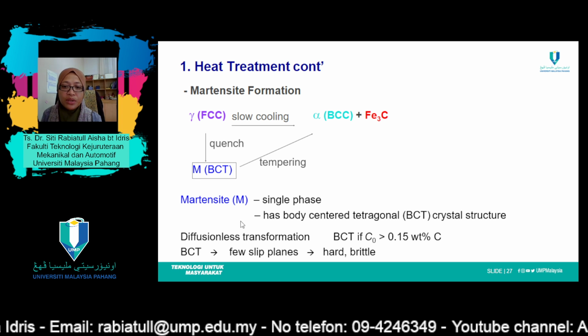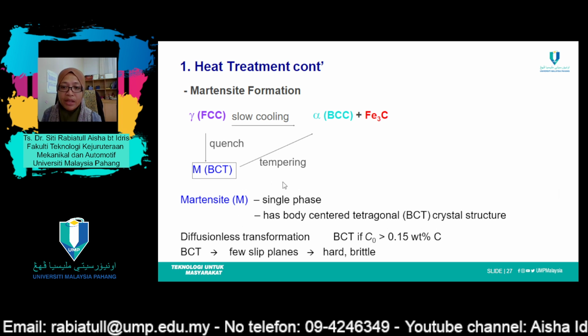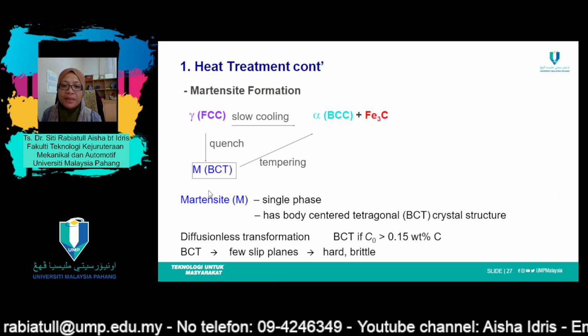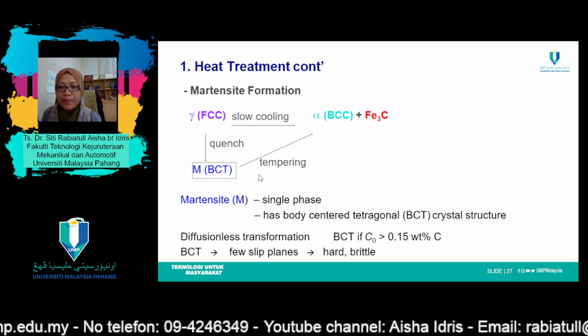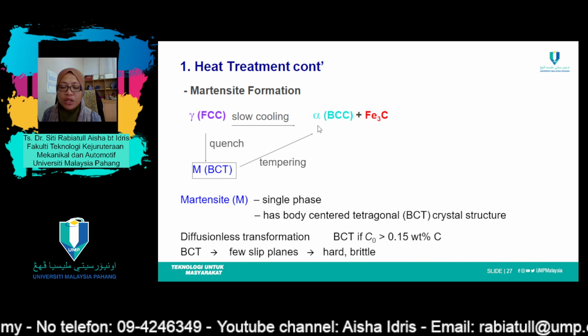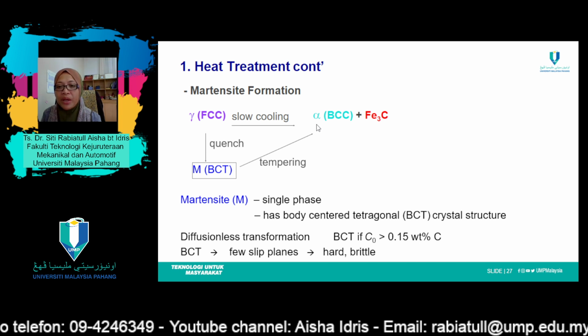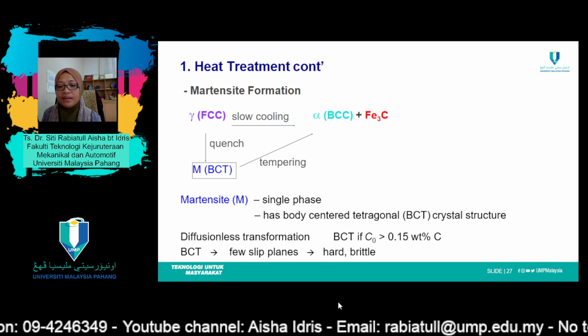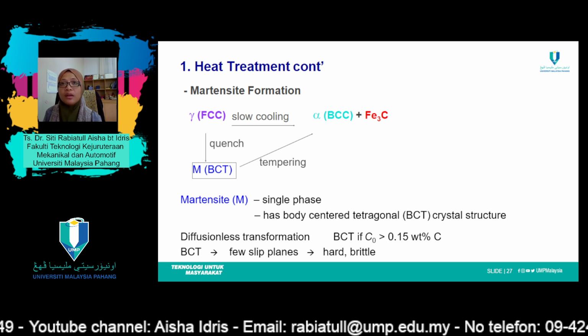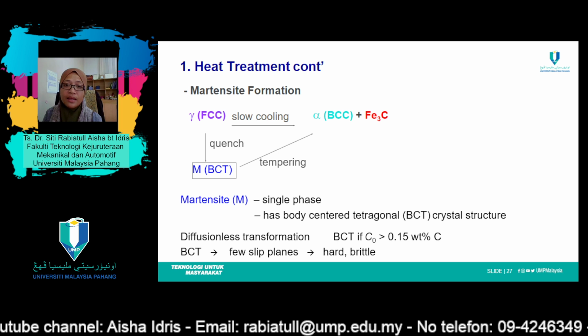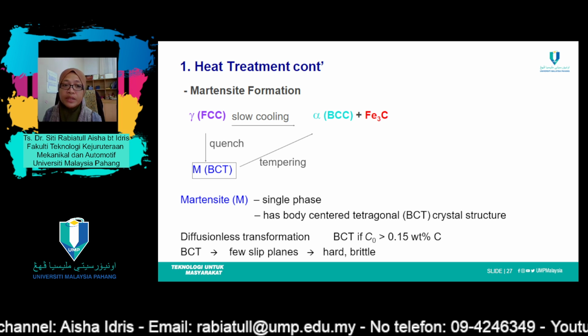And afterwards, we are going to learn the tempering. From martensite, we introduce a tempering process, then it will change back to alpha ferrite and cementite. Martensite is very hard and brittle, and therefore its ductility is decreasing.